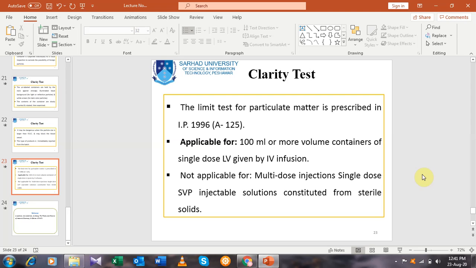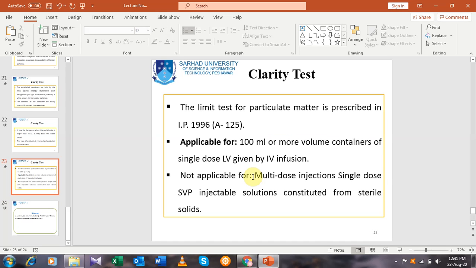This test, that is the clarity test, is applicable for 100 ml or more volume than 100 ml container of single dose or large volume parenterals, that is given by intravenous infusion. It is not applicable for multi-dose injection, single dose, small volume parenteral, or injectable solution constituted from sterile solid.